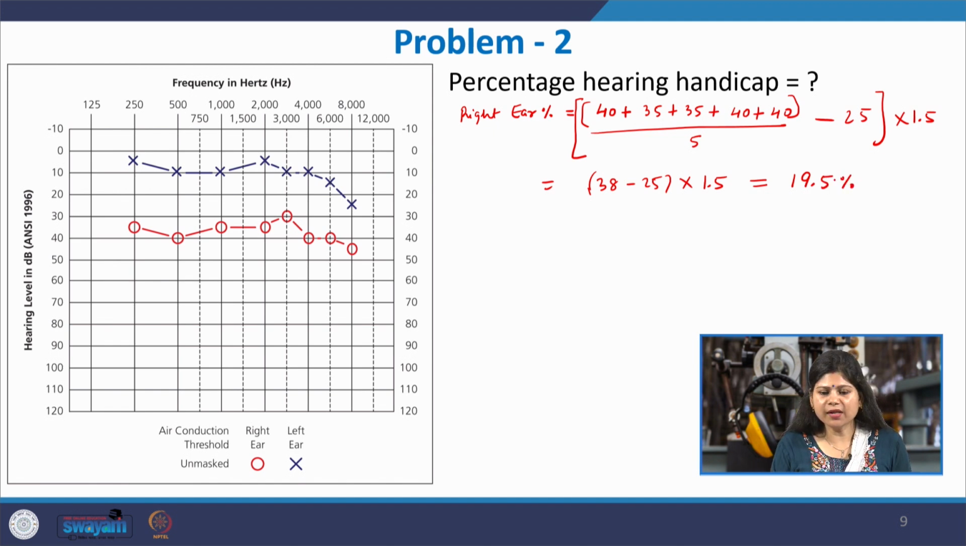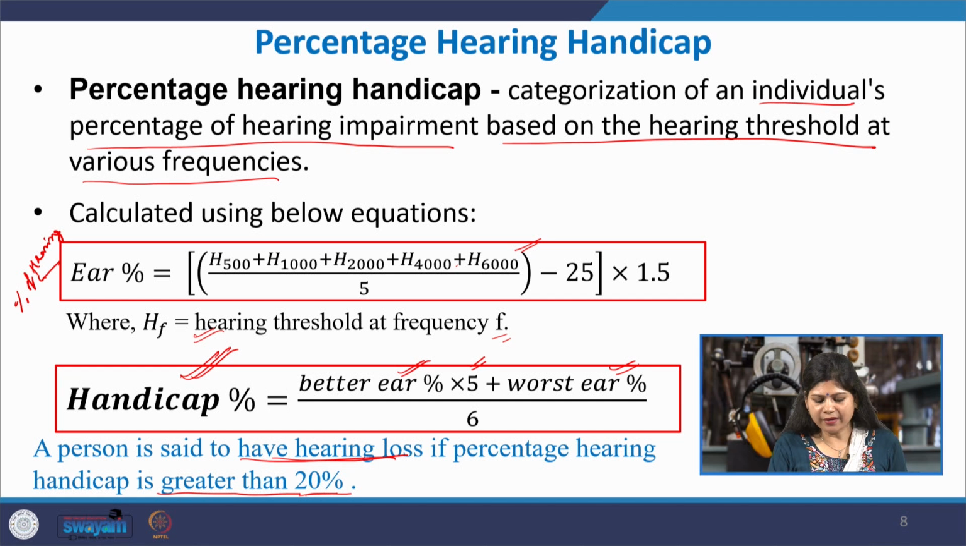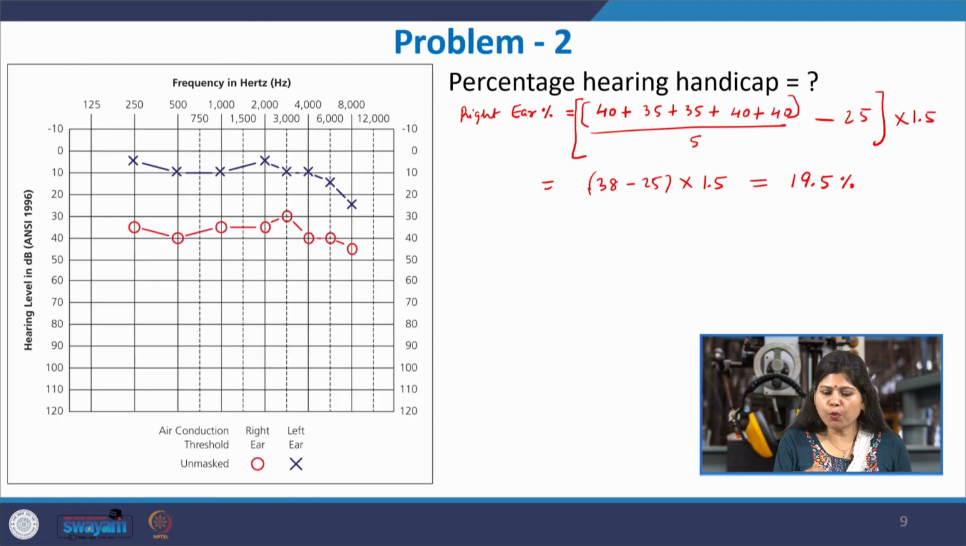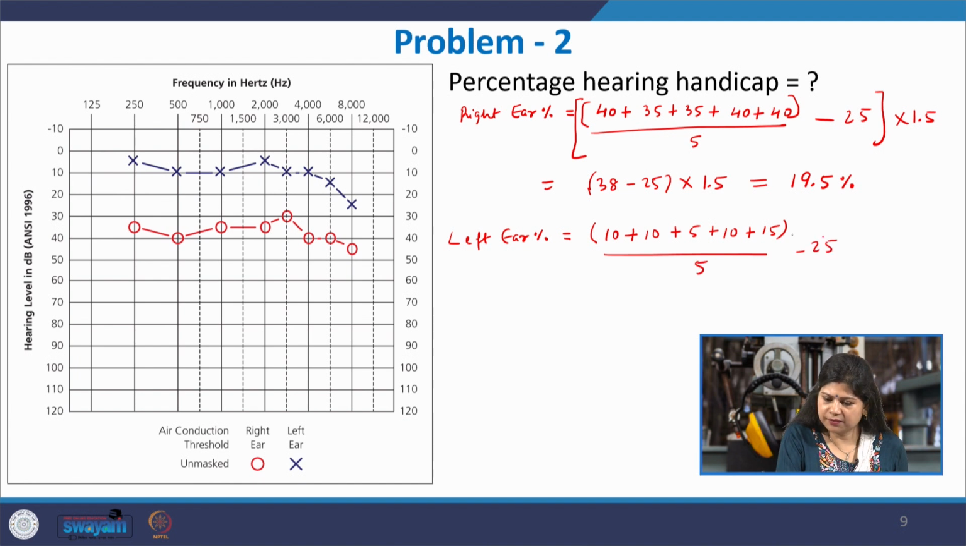So, it is borderline, you can see that here, but we will use both the data for the poor ear and the better ear. So, let us now calculate the percentage of hearing in the left ear, and using the same formulation, let us first do the averaging of the various thresholds. This we have already done in the previous example, and we found it to be exactly 10.